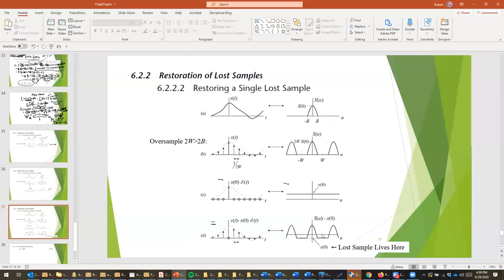We get the original spectrum replicated, except now it's shoved down. And how much is it shoved down? It's shoved down x of zero. So this should literally be minus x of zero here.